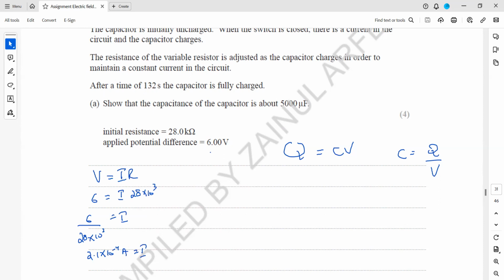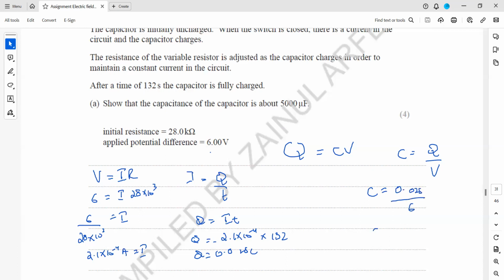Using the current, we can work out the charge because capacitance is Q over V. To work out the charge, we have the formula current is charge divided by time. So the charge will be current multiplied by time. Current is 2.1 times 10 to the power minus 4, and the time it is taking is 132 seconds. So the charge which flows is 0.028 coulombs. Now we have the charge, so we can work out the capacitance: 0.028 divided by the voltage, which is 6. This will give us 5.7 times 10 to the power minus 3 farad.